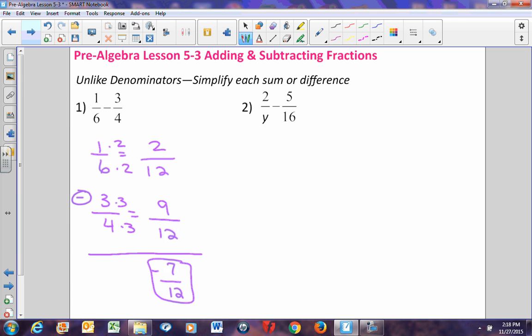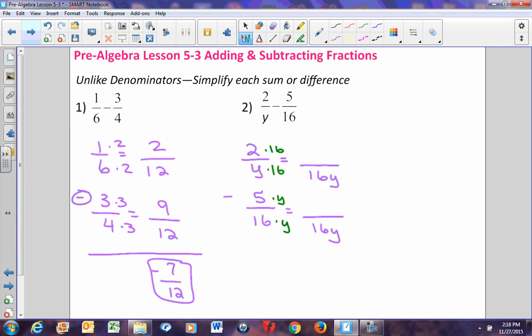Problem number 2, 2 over y minus 5/16. So I have 2 over y, and I'm subtracting that 5/16. Common denominator between 16 and y is 16y. There's no shorter way of just multiplying the two numbers together. 2 over y has the y, it needs the 16, so I'm going to multiply by 16 over 16. 5 over 16 has the 16, so I'm going to multiply by the y over y.